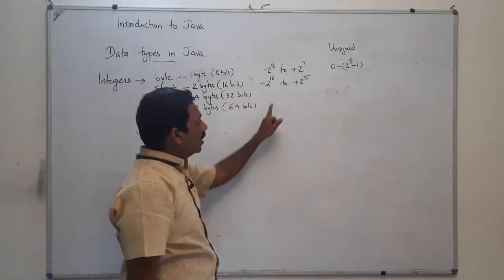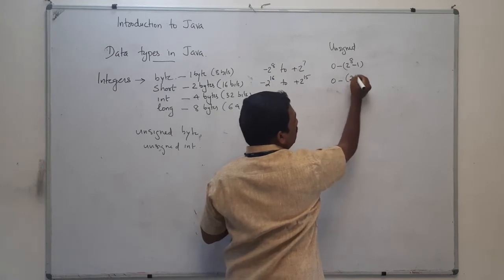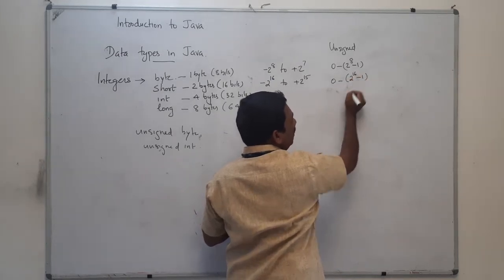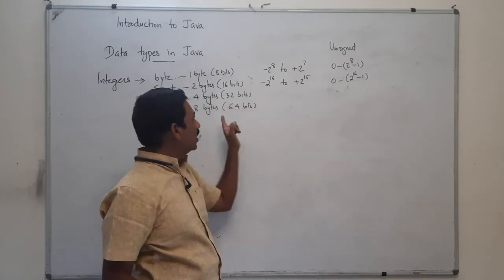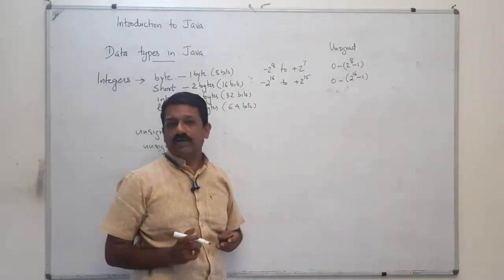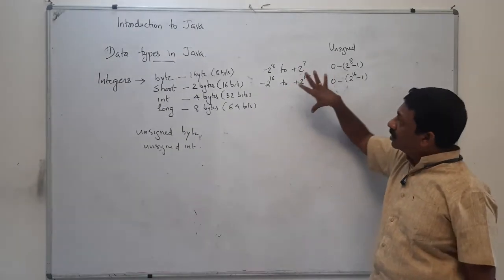And what is the maximum value here? Here also, 0 to 2 raised to 16 minus 1, and this is 0 to 2 raised to 32 minus 1, and 0 to 2 raised to 64 minus 1. Okay, those are the range of values that can be stored in these.